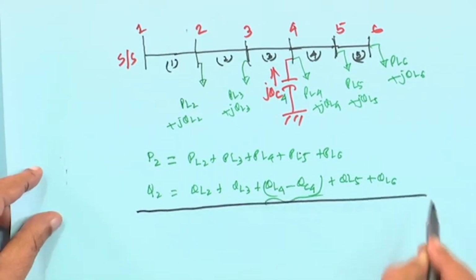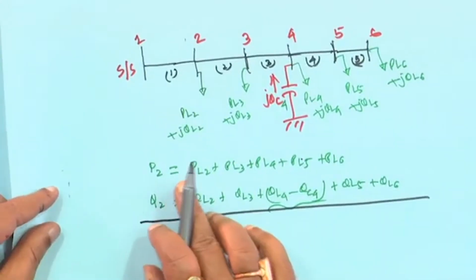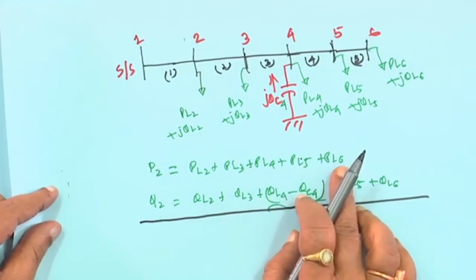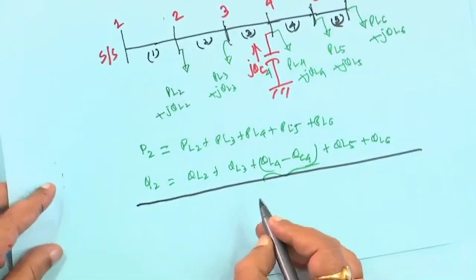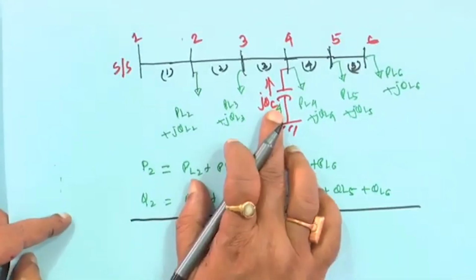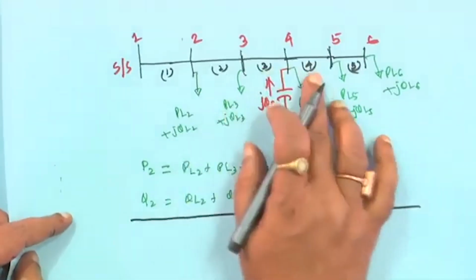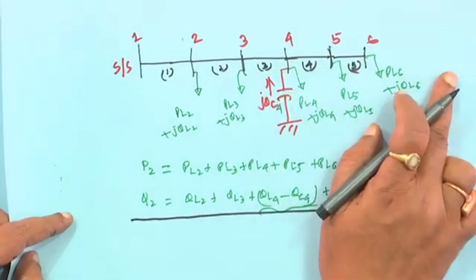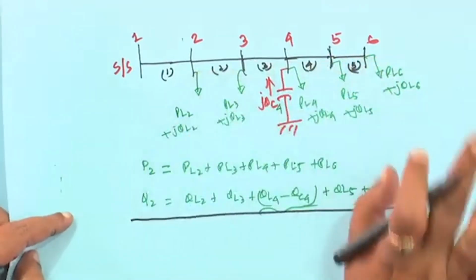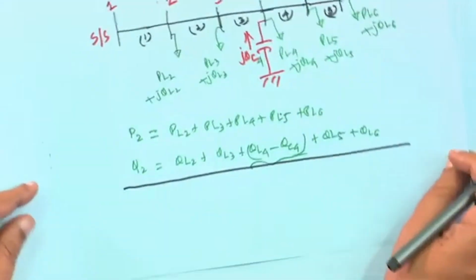Similarly, first you have to understand, if you come to P3, it will again be PL3 plus PL4 plus PL5 plus PL6. I am not writing P3 because my objective is Q, since capacitive Q is being injected. Similarly, P4 will be PL4, PL5, PL6, P5 will be PL5, PL6, and P6 will be PL6. This is understandable.